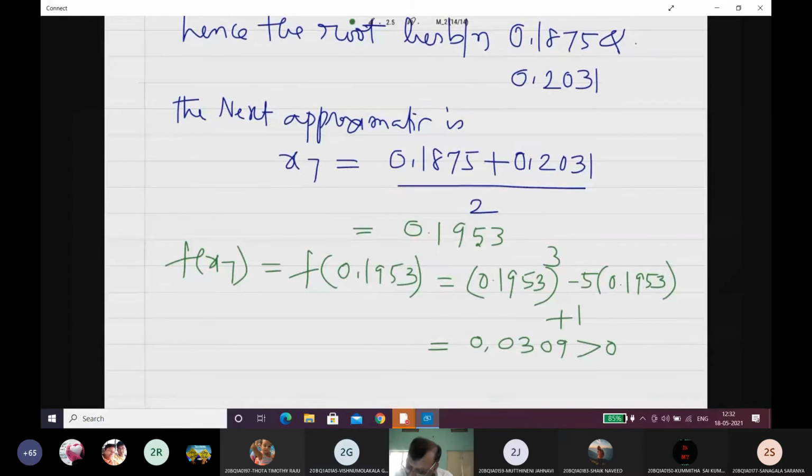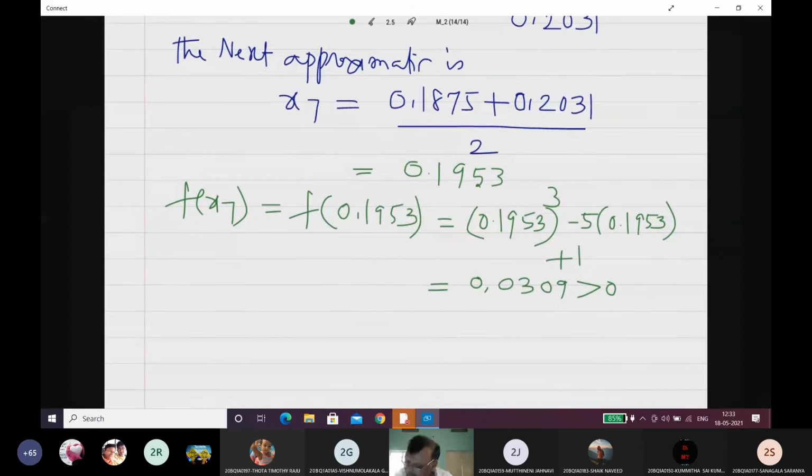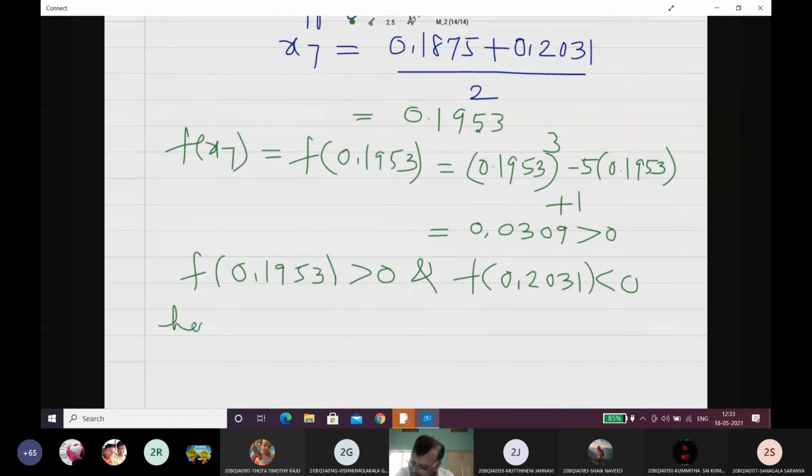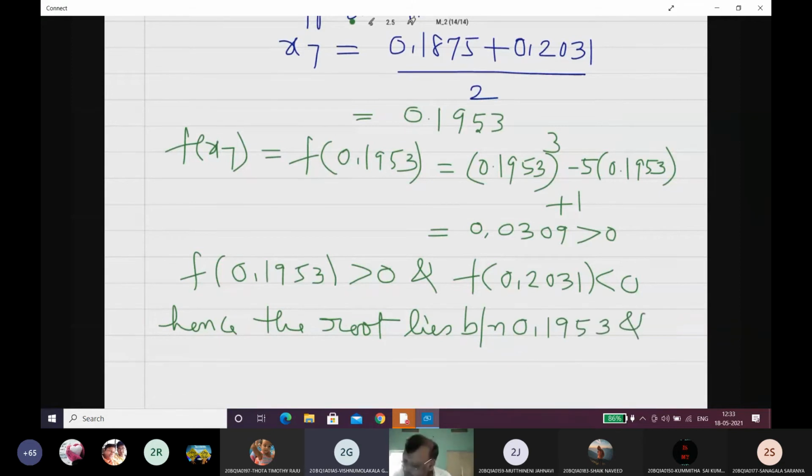F of 0.1953 is positive and f of 0.2031 is negative. Hence the root lies between 0.1953 and 0.2031. Right? Now the next approximation x8.